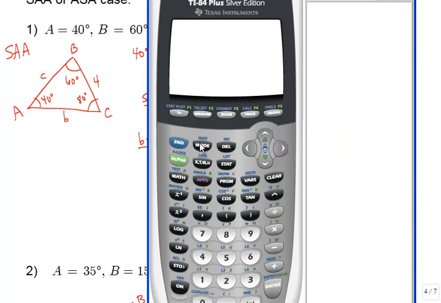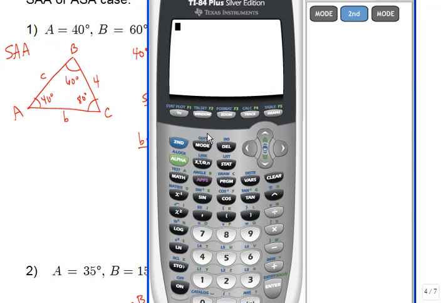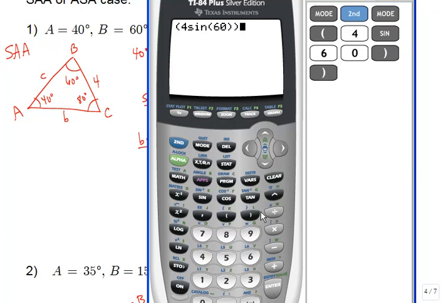First thing you want to make sure of is what mode you're in. The angles that we are given in this problem are in degrees, so make sure you're in degree mode. And then we're going to go ahead and type in our proportions. So the first one for B was parentheses, and I wanted 4 sine of 60 degrees, close the parentheses on the sine, close the parentheses on the numerator, and then we're going to divide that by sine of 40.